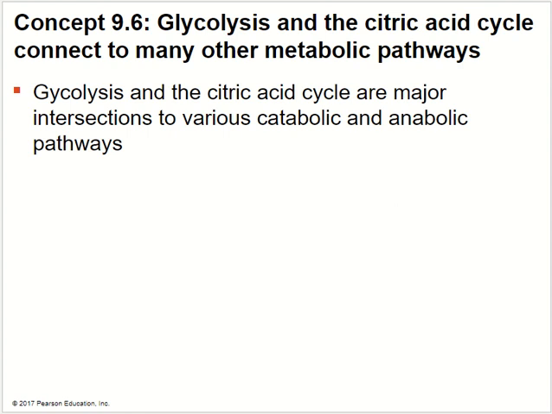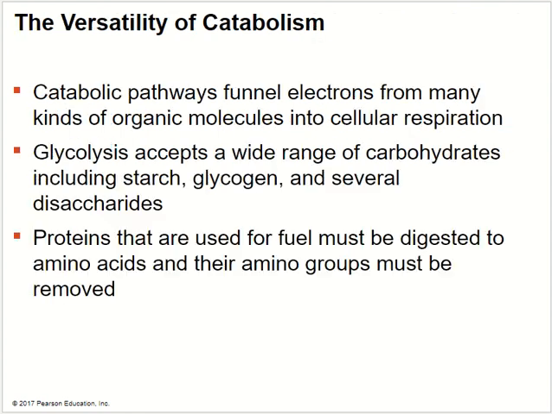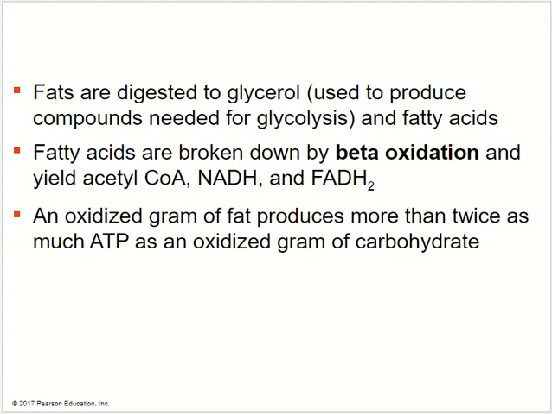Glycolysis and the citric acid cycle are major intersections to various catabolic and anabolic pathways. Catabolic pathways funnel electrons from many kinds of organic molecules into cellular respiration. Glycolysis accepts a wide range of carbohydrates, including starch, glycogen, and several disaccharides. Proteins that are used for fuel must be digested to amino acids, and their amino groups must be removed. Fats are digested to glycerol, used to produce compounds needed for glycolysis, and fatty acids.